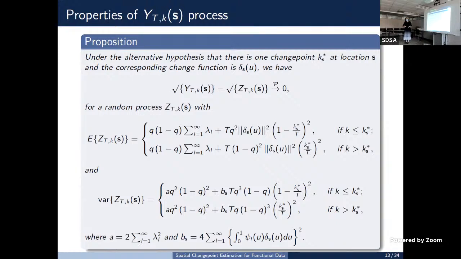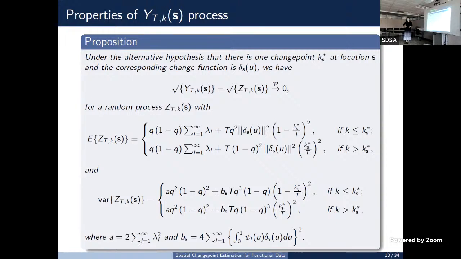So it starts from zero, ends at zero. I mean, the mean of this Z process. It starts from zero, ends at zero, and gets the peak right at the change point. For the variance, it is slightly different, but the form looks quite similar with two pieces, each with very complicated form. The variance also starts from zero and ends at zero, but it really gets the maximum value in the medium, not exactly at the change point.